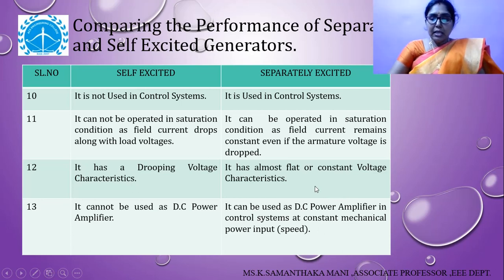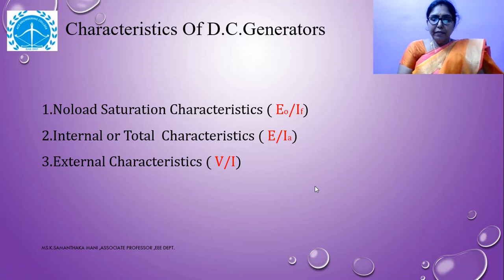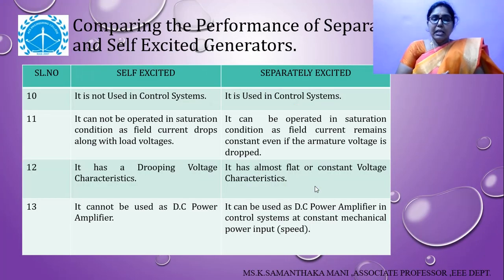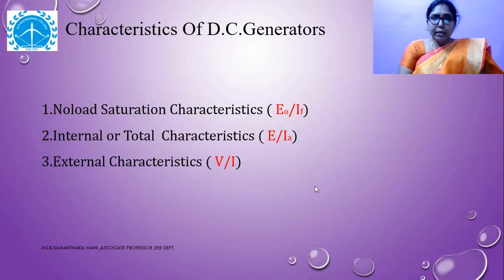With this, we had a brief discussion about a complete comparison between self-excited generators and separately excited generators. Now, I would like to introduce the characteristics of DC generators. As I mentioned earlier, the characteristics of DC generators must be known to us before choosing a particular DC generator for a particular application. So for that, we must have an idea of the characteristics of the different types of DC generators.